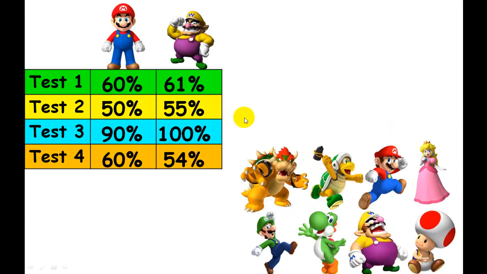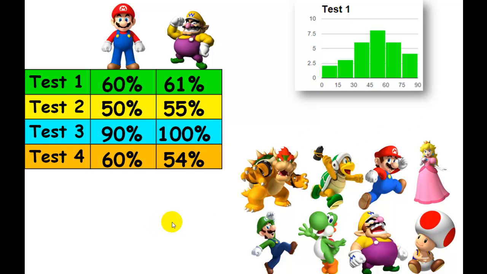Okay, so Mario and Wario didn't complete the test in isolation. They competed against 28 other students, right? So here's a few of these students here. And if you put all of their data into a histogram, you get this for test number one, okay? Test number one, data is nicely spread out, so the test was probably a pretty good test.